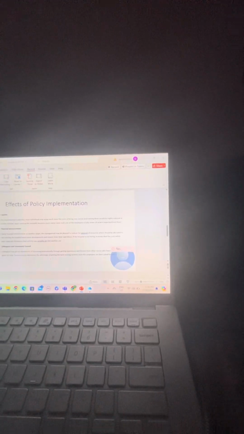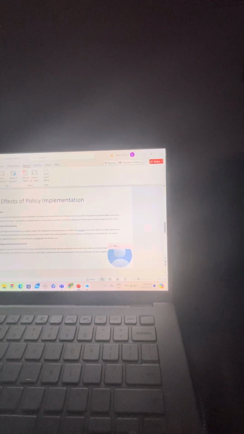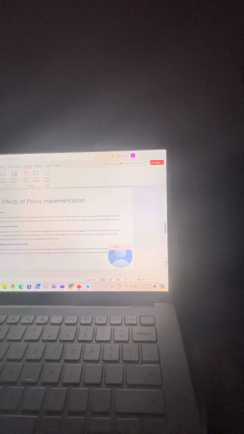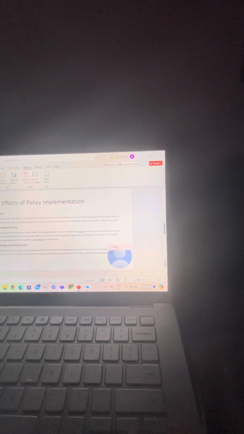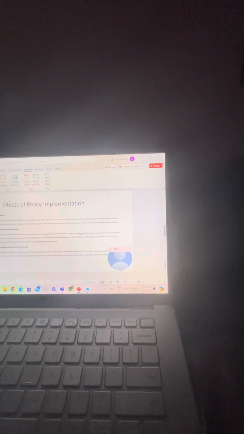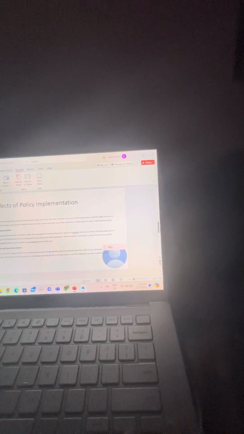Hospital administration. Using hospital administration as another target, the management may be pleased to reduce the amount of resources which should be allocated to running the hospital, hence more developments and returns from their operations. If the hospital is not hiring, it means that the costs which were originally directed to that activity may actually get into another use. Colleagues and community council.